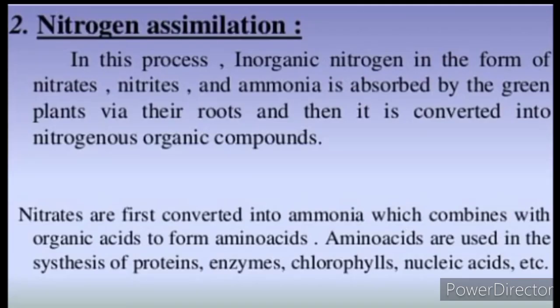Second step in the nitrogen cycle is nitrogen assimilation. In this process, inorganic nitrogen in the form of nitrates, nitrites and ammonia is absorbed by the green plants via their roots, and then it is converted into nitrogenous organic compounds. Nitrates are first converted into ammonia, which combines with organic acids to form amino acids. Amino acids are used in the synthesis of proteins, enzymes, chlorophylls, nucleic acids, etc.